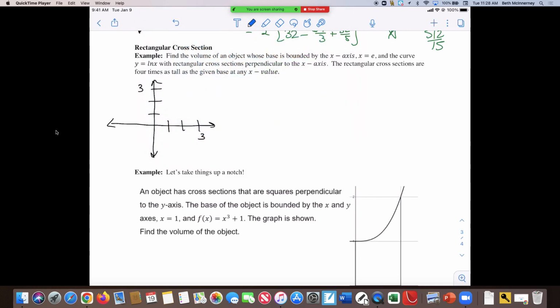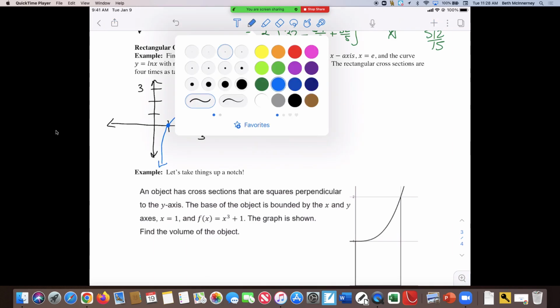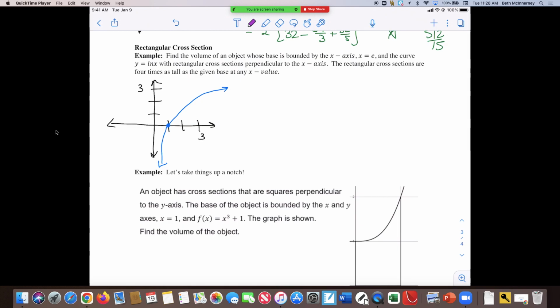So y equals the natural log of x. You're supposed to know what that looks like. It has a point (1, 0), comes up like this. x equals e. You are supposed to know an approximation for e. What is it roughly? 2.7. Okay, that's awesome. 2.7. So we're going to make a vertical line. This is x equals e. And enclosed with the x-axis, so I'm looking at this particular region.